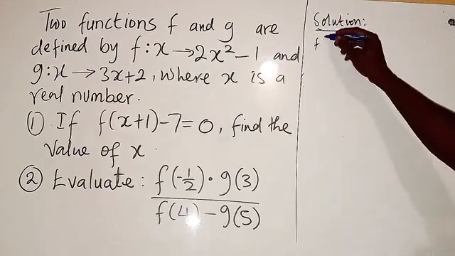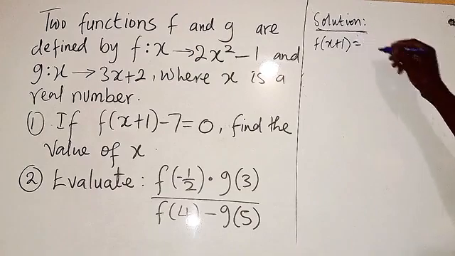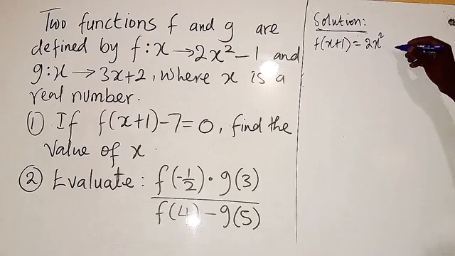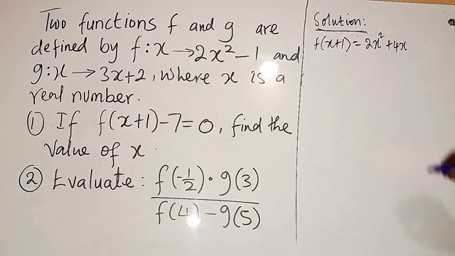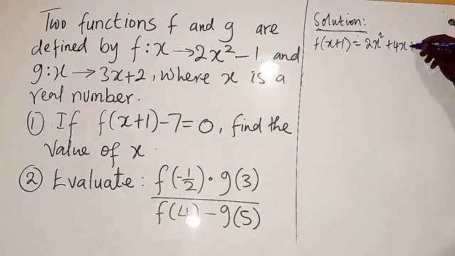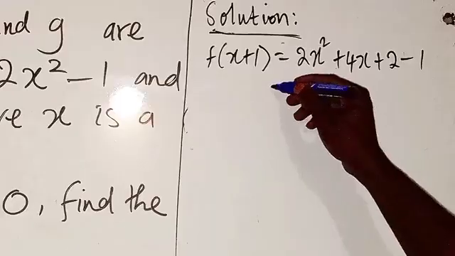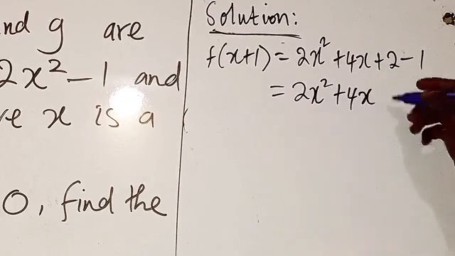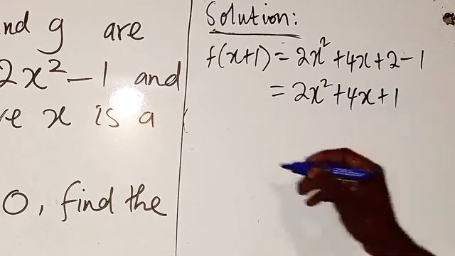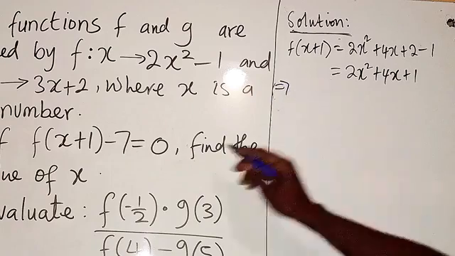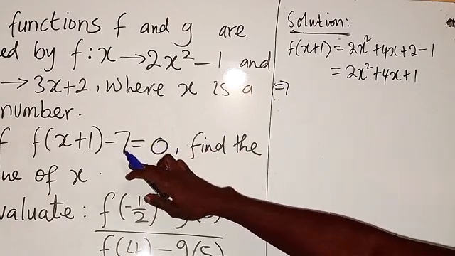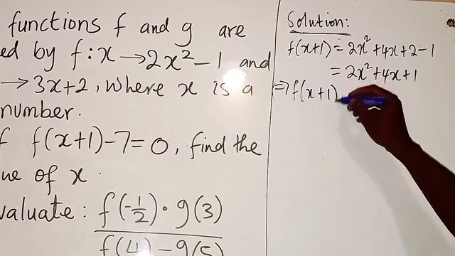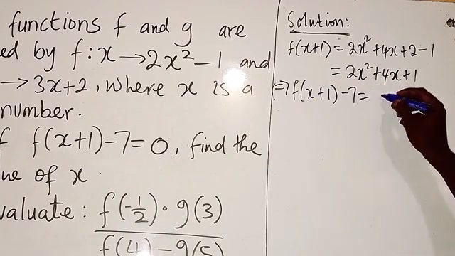So we have f of x plus 1 equals 2x squared plus 4x, plus 2 minus 1. This will be 2x squared plus 4x, and 2 minus 1 gives us plus 1. So from here, f of x plus 1 minus 7 equals 0 now.